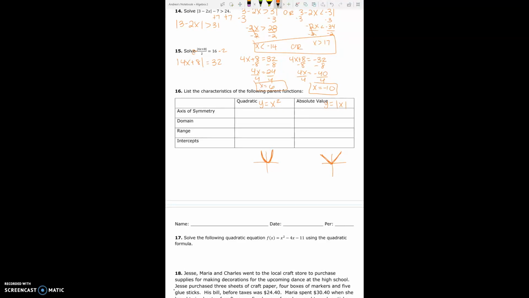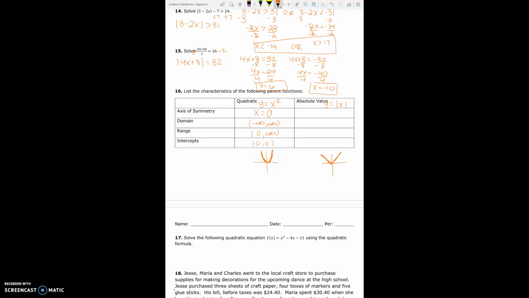So the quadratic is a parabola. The axis of symmetry is always x equals the x value of the vertex. And just think of that vertex here. It's at (0, 0). So x equals 0. The domain is always negative infinity to positive infinity. The range starts at that y value of the vertex, which is again 0. And my y-intercept is at (0, 0). My x-intercept is also at (0, 0).